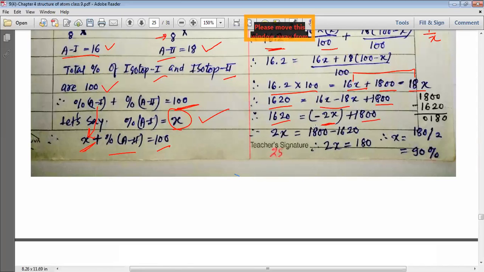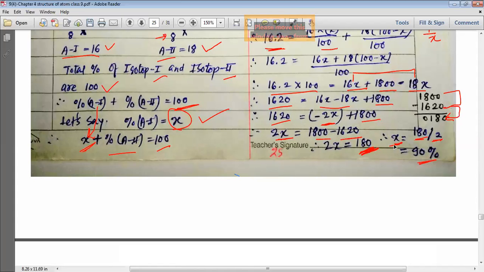If we add 2X on both sides, and if we add minus 1620 on both sides, we will get 2X is equal to 1800 minus 1620. 1800 minus 1620 is equal to 180, my dear students. You can see that I have shown you the answer, that the answer is 180, and therefore 2X is equal to 180, and therefore X is equal to 180 divided by 2, which is 90.